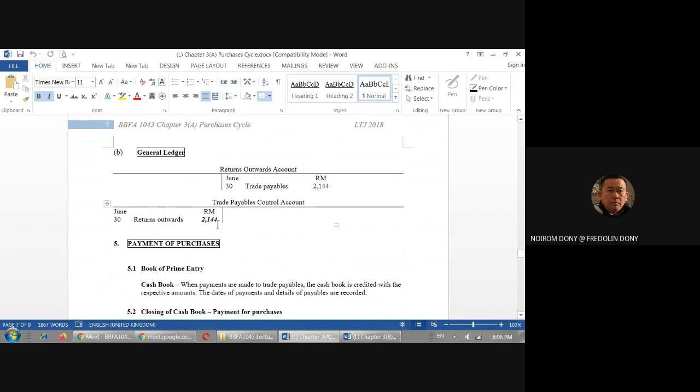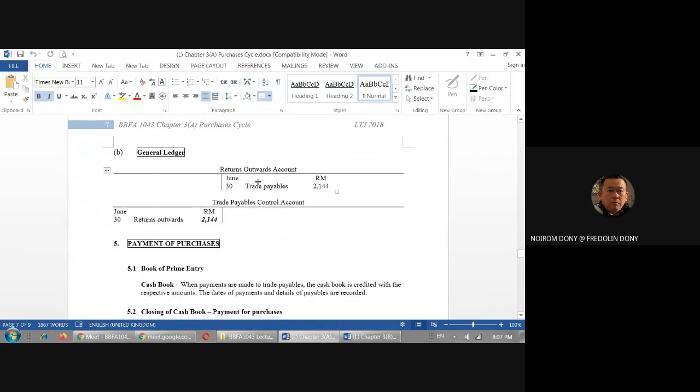Just an explanation of why the trade payable control account is being debited. When the business returns the goods to the supplier, definitely the amount of the trade payable becomes lower, because the goods have already been returned by the business. So the effect is reducing, and it will be debited in the trade payables account. That is the first explanation.